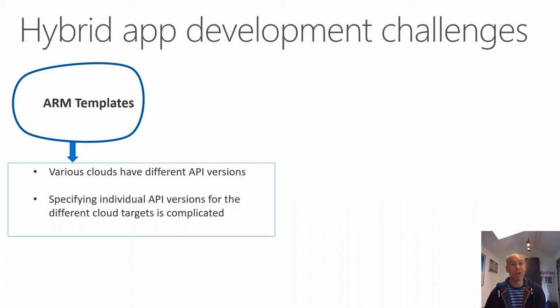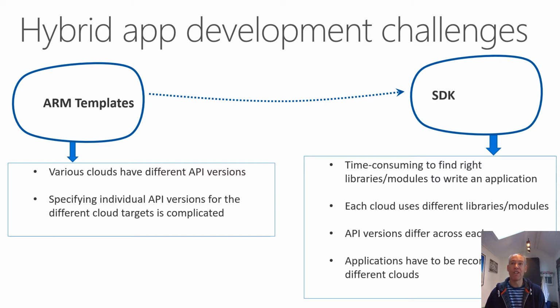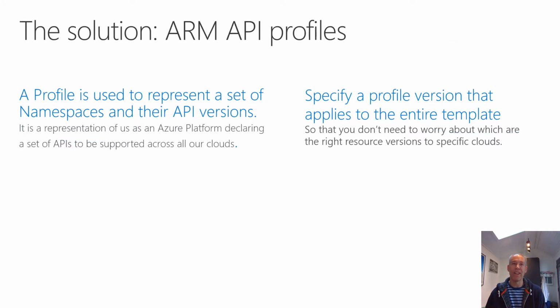Because the API versions are different between the two clouds, you may have a bit of trouble specifying which API version to use in your ARM template. And if you're using an SDK, it's time consuming to figure out which libraries and modules you should use, and again, the API differences between the cloud services that you're talking to.